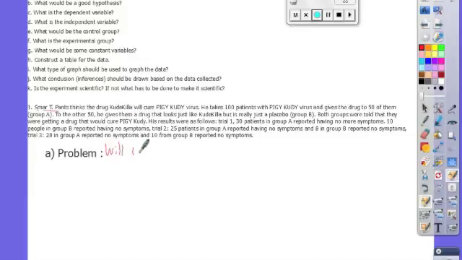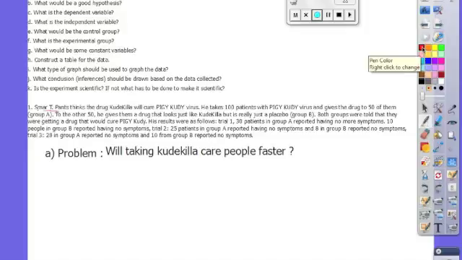Will taking the Caligula cure people faster? Anything that's reasonable like that will be accepted. Okay, we write it in the form of a question. And here we do cause. This is what we think is going to cause the change.